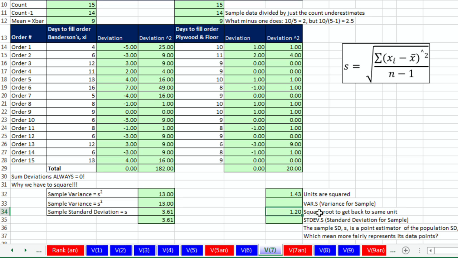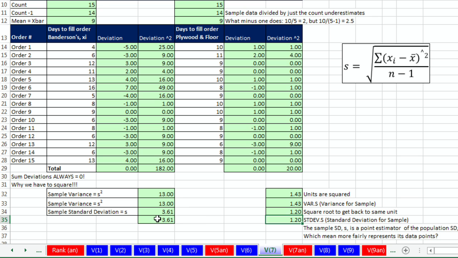1.2 days is the standard deviation. The average deviation time for plywood and floor. For Banderson, it's 3.61. So we like the 1.2 better. And of course, we can do our variance for the sample. Enter, enter. And our standard deviation, STDEV.S. And we highlight, and we get 1.2. Now, these are sample statistics. Our sample standard deviation S is a point estimator of the population standard deviation sigma.